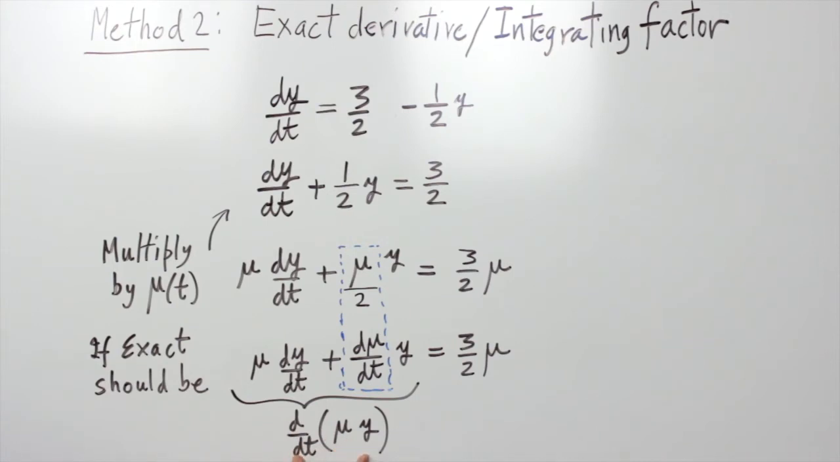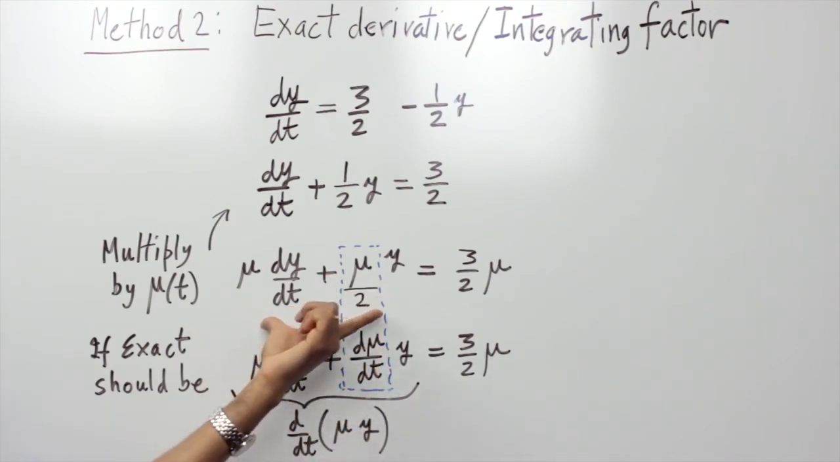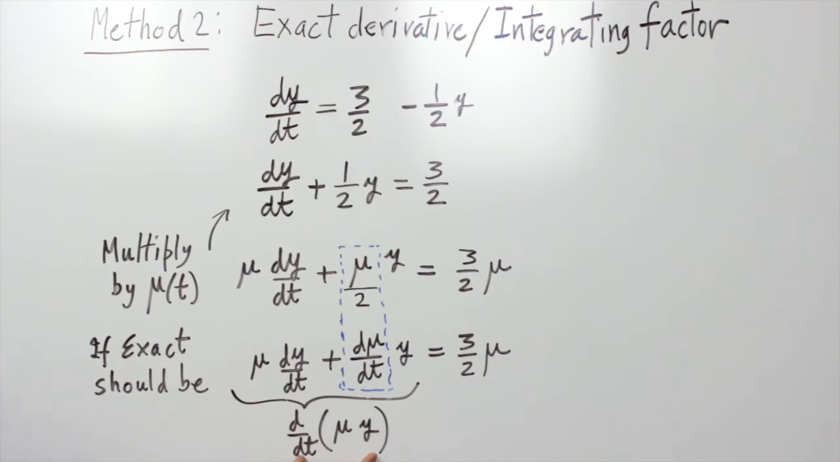And so by chain rule, if we expand it, we will have mu times dy/dt plus d mu/dt times y. That's what the chain rule for the derivative of a product of two functions is. And so comparing this left hand side with the actual left hand side that we have, we see that we need to make this identification: d mu/dt equal to mu over 2, and then this equation as we have it will actually be in the exact form. And that is the identification that we're going to make, and that will allow us to solve the problem.